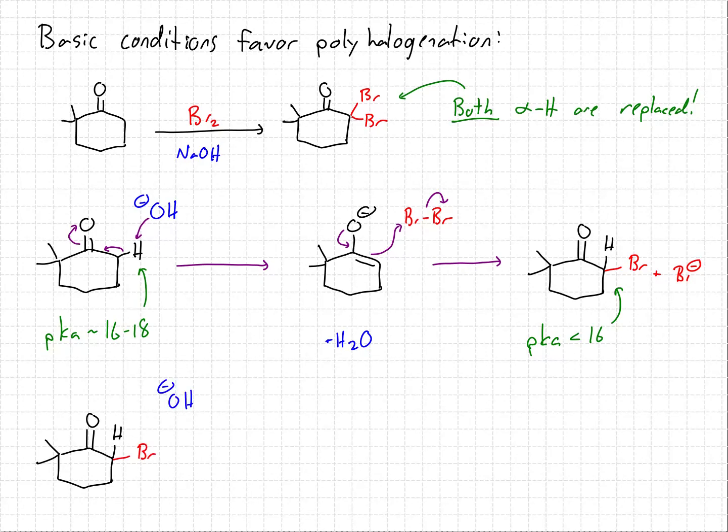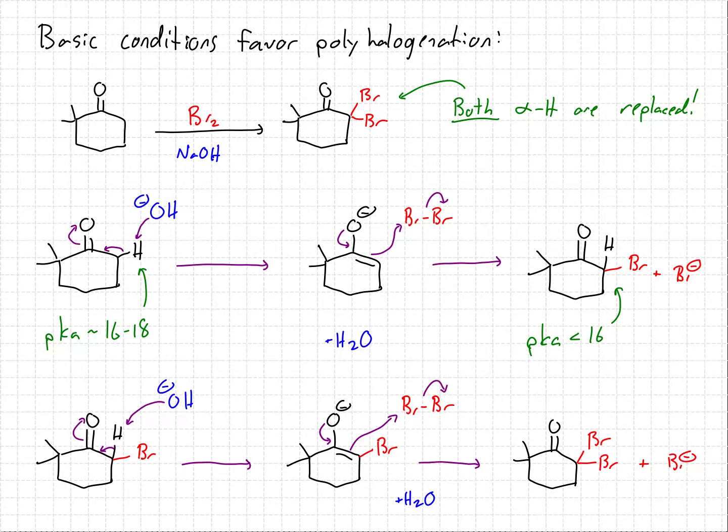So then, the second equivalent of base will heavily favor removal of the proton of our halogenated compound over our starting material, which means that the second enolate is more favorable, which means that the second halogenation is going to be much faster. So no matter what we do here, even if we're very careful about stoichiometrically restricting the amount of bromine that we have, we'll favor the formation of the dihalogenated product over the monohalogenated product.